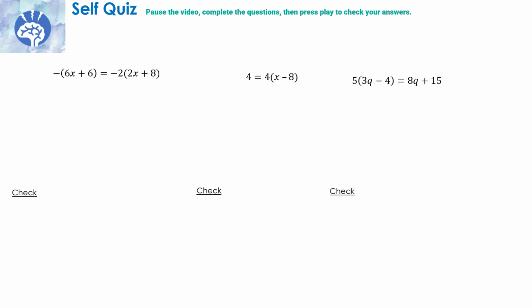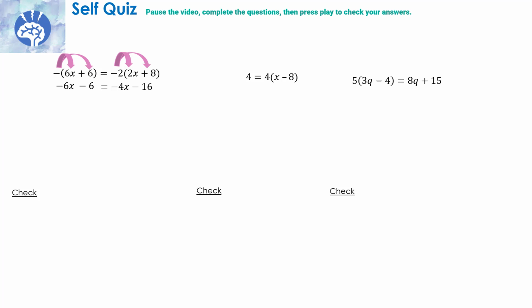All right, let's see the first one. So the first one is negative 6x plus 6 equals negative 2 times 2x plus 8. Well, this one we have the distributive property on both sides of the equal sign, so we need to do that first. A negative times 6x, or negative 1 times 6x, is negative 6x. Negative 1 times 6 is negative 6. Then we have negative 2 times 2 is negative 4x, and negative 2 times 8 is negative 16.